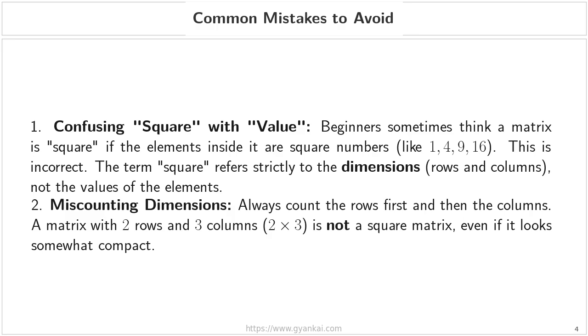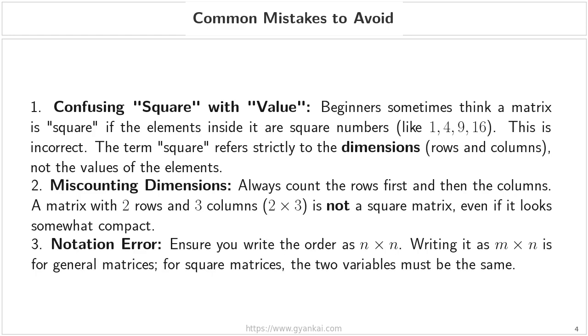Secondly, let us discuss the risk of miscounting dimensions. As we established in our earlier slides, you must always count the rows first and then the columns. For instance, a matrix that has 2 rows and 3 columns, which we would describe as a 2 by 3 matrix, is not a square matrix, even if it appears compact. Always verify that the count for both rows and columns is identical.